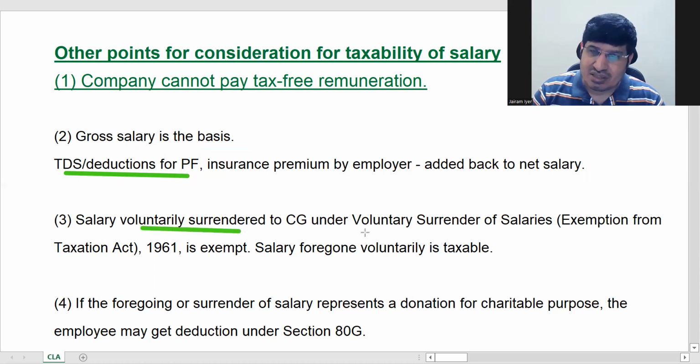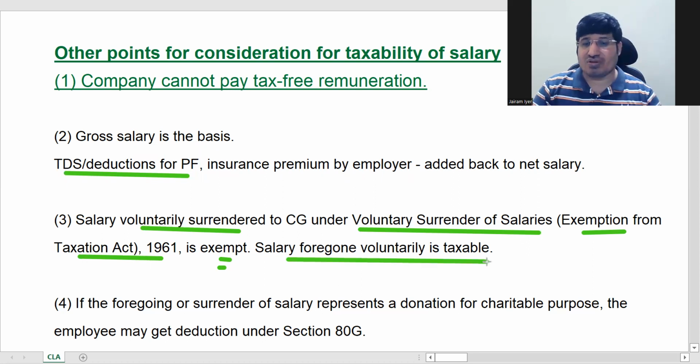और ये सैलरी वॉलेंटरीली सरेंडर्ड, ये एक एक्ट है, ठीक है, this particular act, Voluntary Surrender of Salaries (Exemption from Taxation) Act 1961, ठीक है। If the person has surrendered his salary as per this Act, then it is exempt, okay. But any salary foregone is something, if he wants to give it for charity, for anything, that means his salary has become due, okay, and then he has foregone it. So in this case his salary will be taxable.